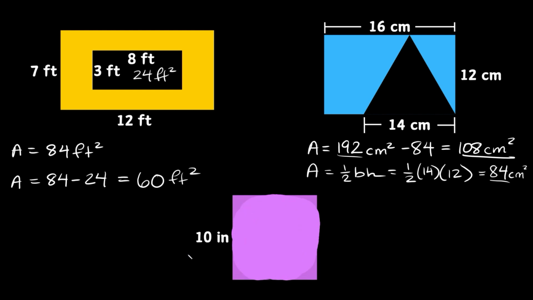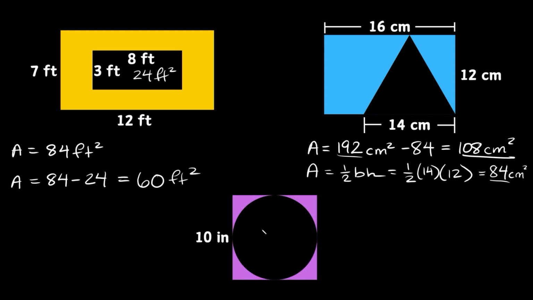Well, we know it's a square, so that means all the sides are the same length, right? So if this is 10 inches on this side, the bottom, the top, all the other sides are also 10 inches, okay? So the area, the total area, would be 10 inches times 10 inches, which is equal to 100, and our units are inches squared, okay?